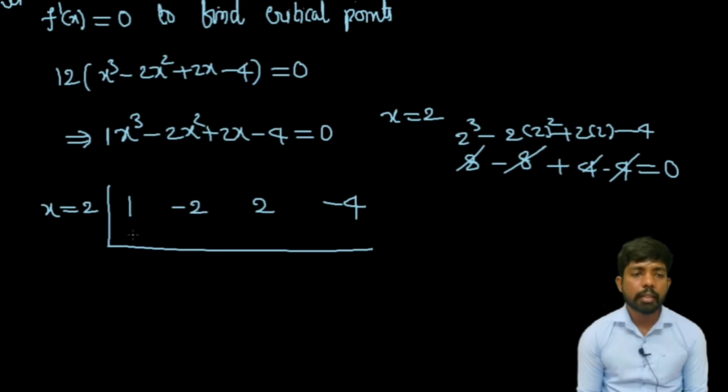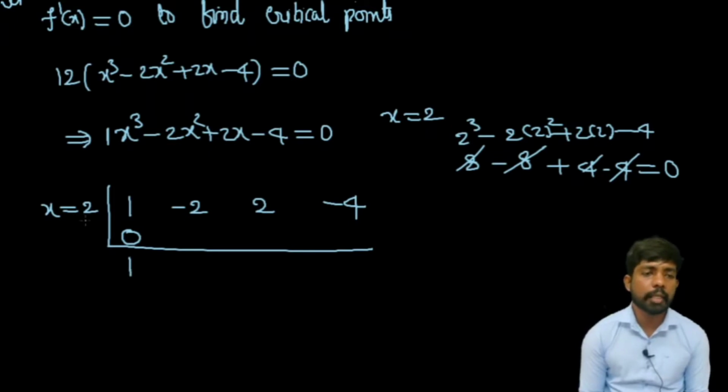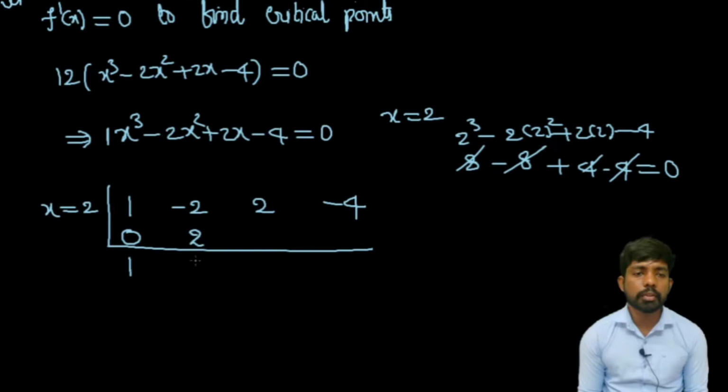Now 0 is fixed here. Okay. 1 plus 0 is 1. 1 into 2, just multiply here. The result is multiplied by the root. 1 into 2 is 2. Now minus 2 plus 2 is 0. 0 into 2 is 0. 2 plus 0 is 2. 2 2s are 4. This is 4. Hence here the cube term is reduced into the square term.